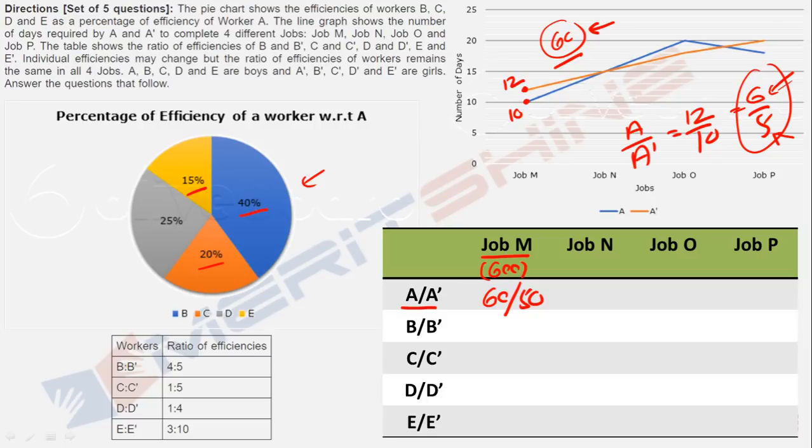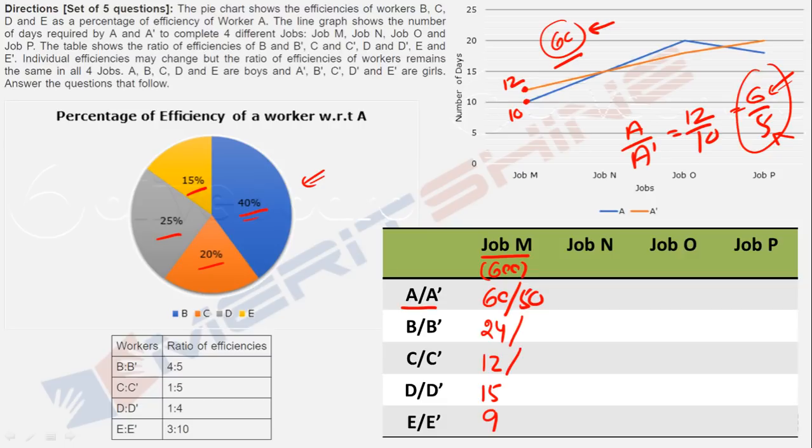The reason is that when you go to these numbers, they'll be easier to calculate. So if you have to write these numbers, you can write them very quickly. 40% of 60, that's 24, you can write it quickly. So this becomes the efficiency of B. 20%, it's 12. This is 25% of 60, that's 15. This is for D, and for E it's 15%, that's 9. So we can write the efficiencies of all of them very quickly.